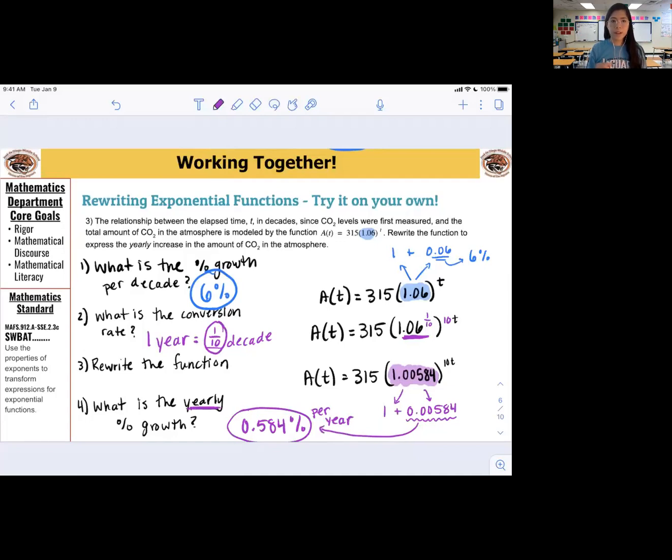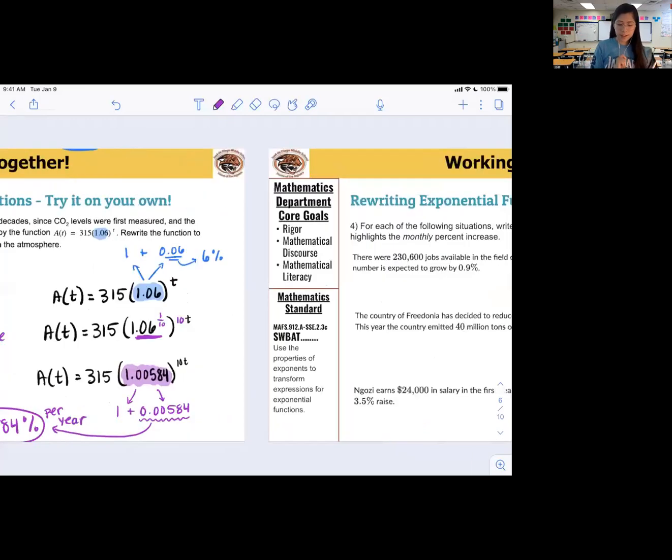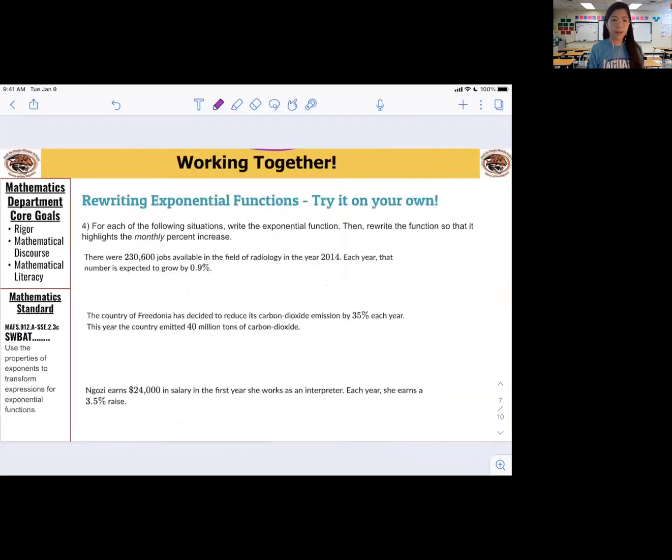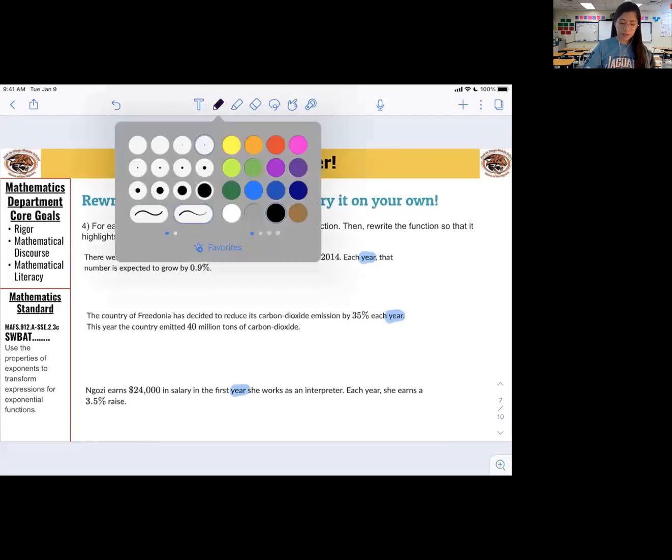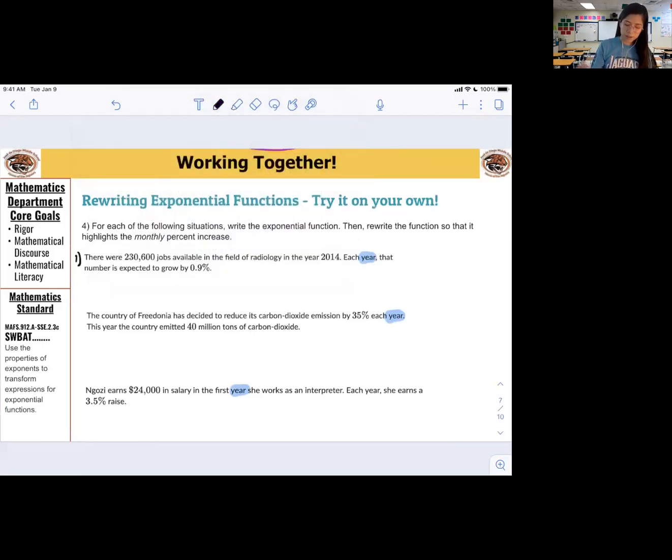Okay, I've got a couple more in store for you guys. In fact, I've got 3 more. But here's what we're going to do with all 3 of these. If you read it carefully, all of them show a yearly rate. We're talking about years. So for all 3 of these problems, the only thing I need you to do is convert it so that it shows us the months.